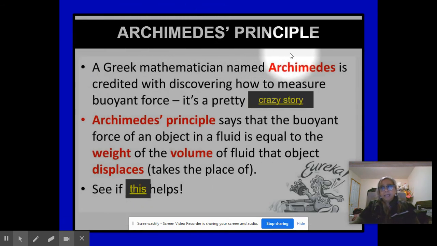Now, another principle related to the study of fluids would be Archimedes' principle. A Greek mathematician named Archimedes is credited with discovering how to measure buoyant force.